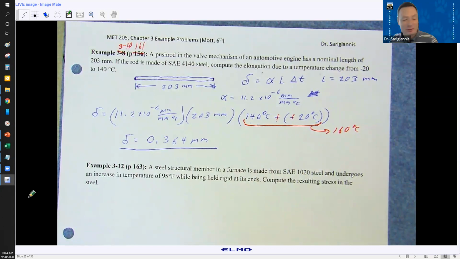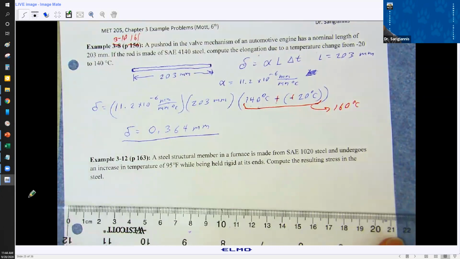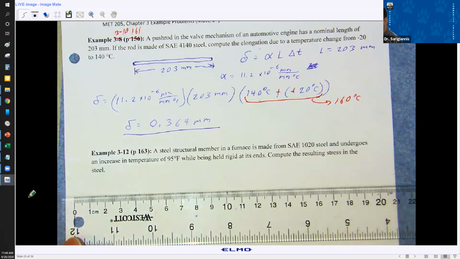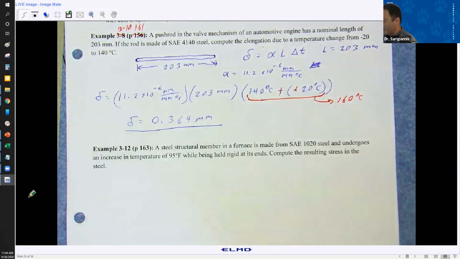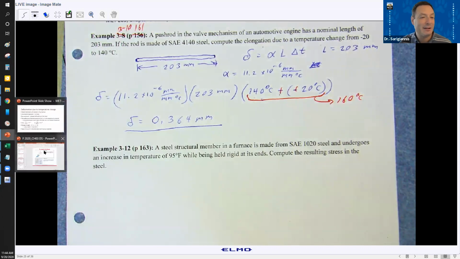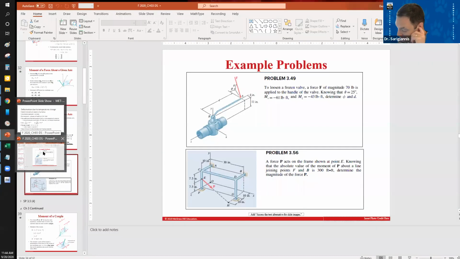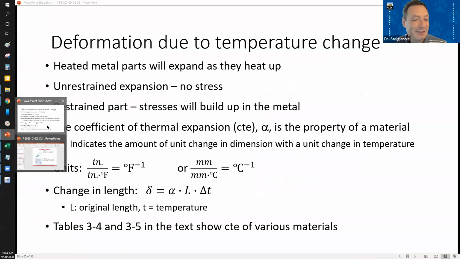Here's what 20 centimeters looks like. It's a little less than the width of this paper, and you're basically expanding close to half of one of these tiny increments. All right, so that's thermal expansion. Let's go back to the slide here. Do we have enough time to do this problem? We would have if I didn't talk so much.